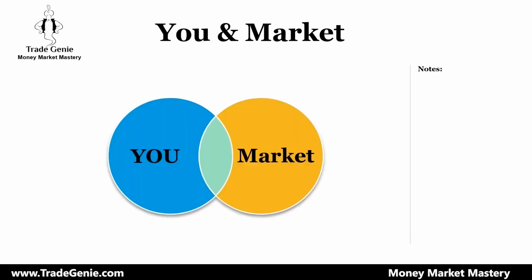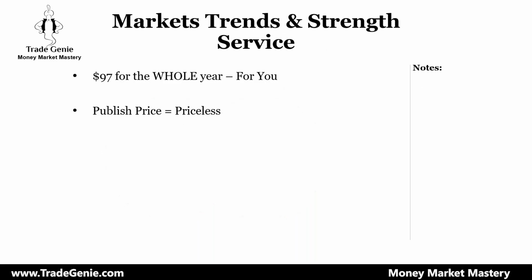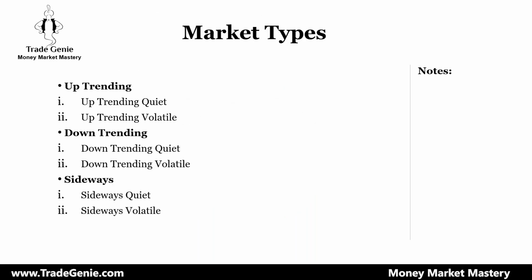Now think about this. It's you and the market. I explained to you there are 6 kinds of market here. Now, there are 2 kinds of market missing here, which are uptrending volatile and normal, and uptrending very volatile. They are fine detail, but just think about it. There are 6 kinds of market.